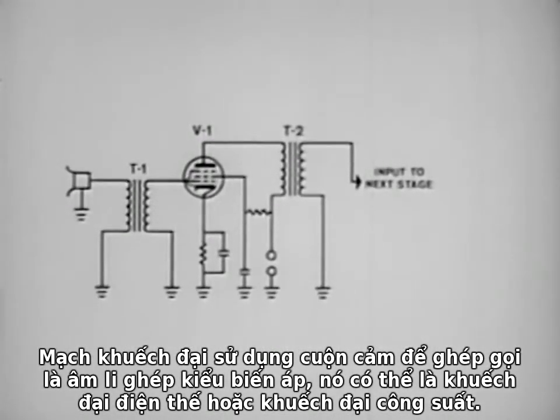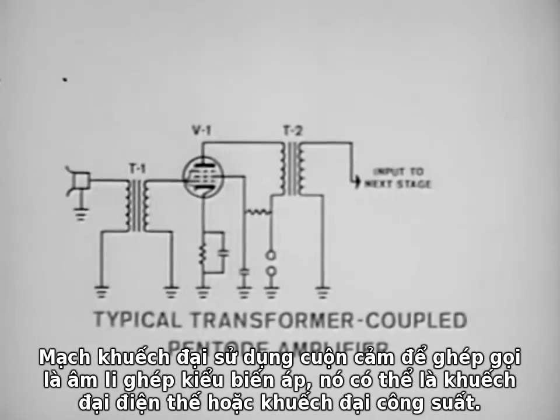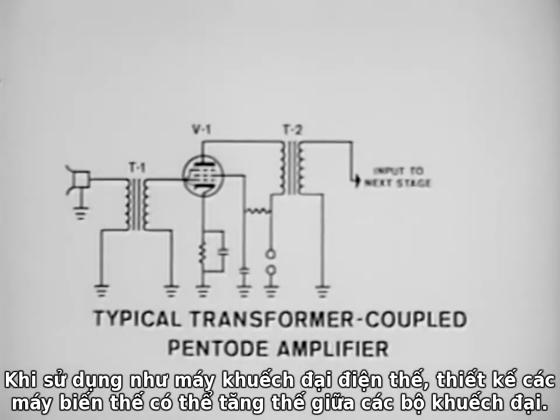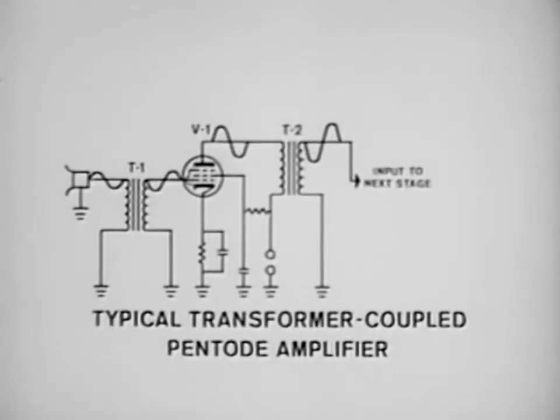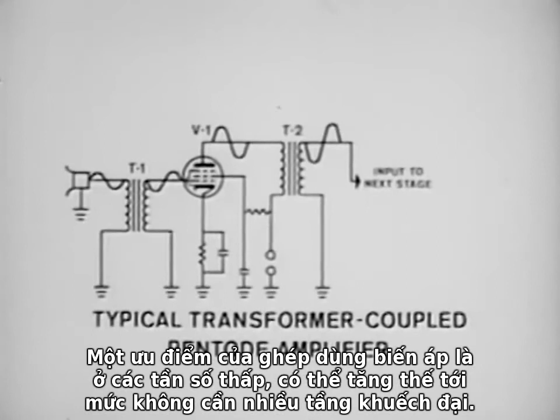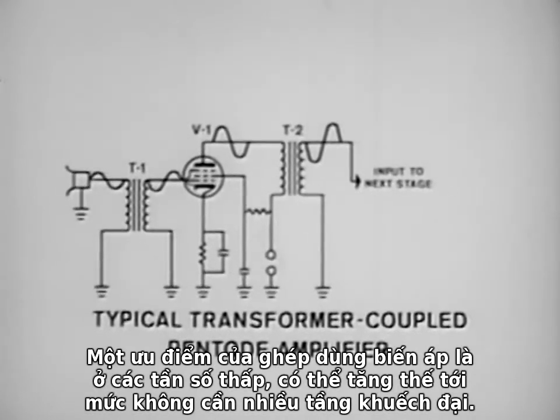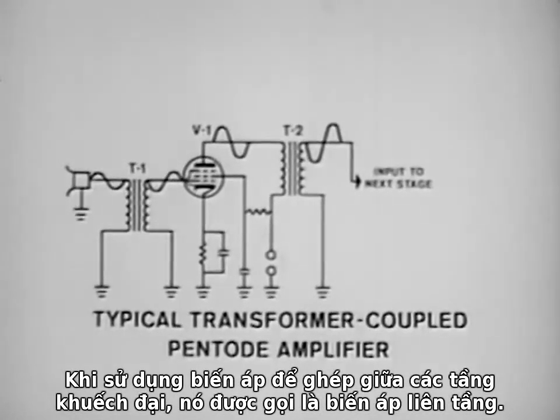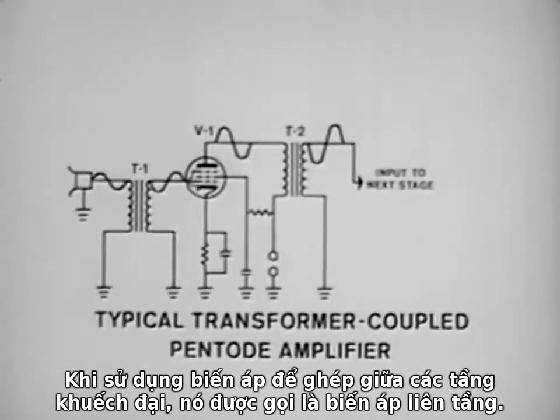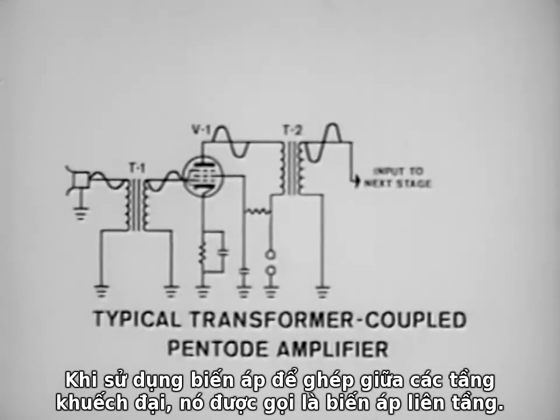An amplifier circuit using transformers as coupling elements is called a transformer-coupled amplifier. This type may be used either as a voltage or power amplifier. When used as a voltage amplifier, transformer design can permit stepping up the voltage between amplifiers. One advantage of transformer coupling is that at lower frequencies, the step-up characteristics increase the voltage to a point where fewer amplifier stages are needed. When a transformer is used to couple between stages of amplification, it is called an interstage transformer.